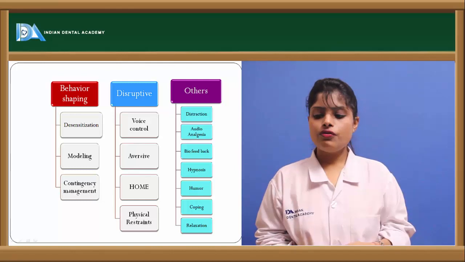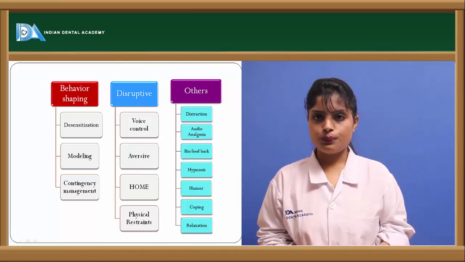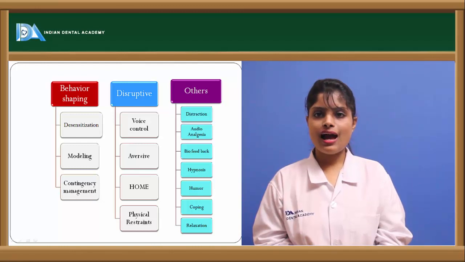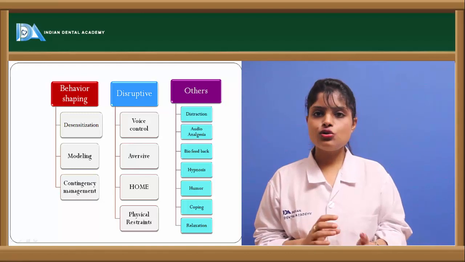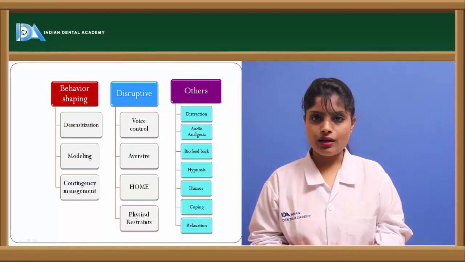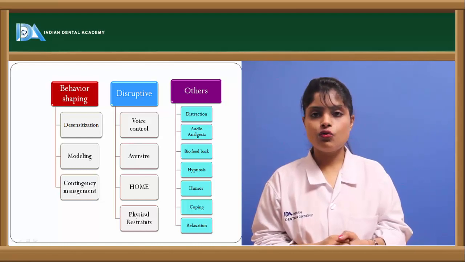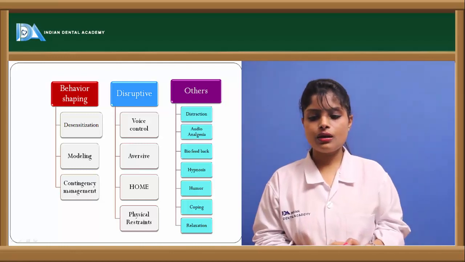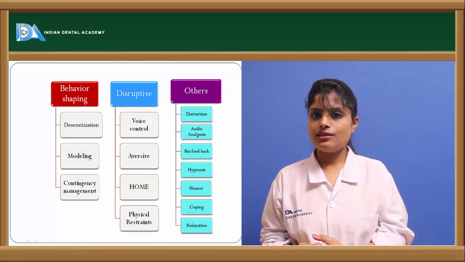Now, let us come to the various disruptive behavior management techniques which can be used in a highly uncooperative child. First and foremost is voice control. Voice control is generally employed in a highly uncooperative child. The main aim of this technique is to dominate any interaction between the dentist and the child and to convey all the instructions in an affirmative and authoritarian way. The voice of the dentist should be firm but soft at the same time.